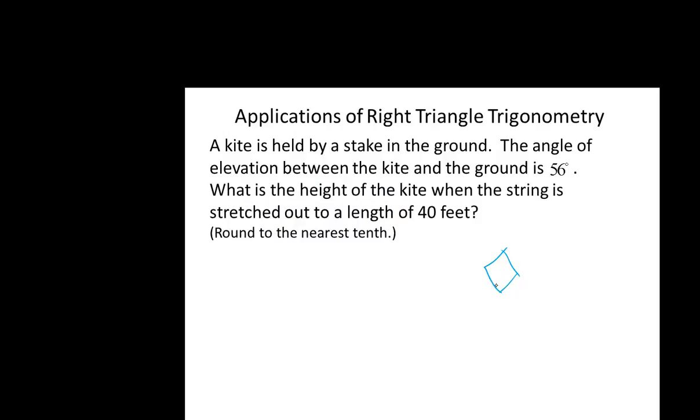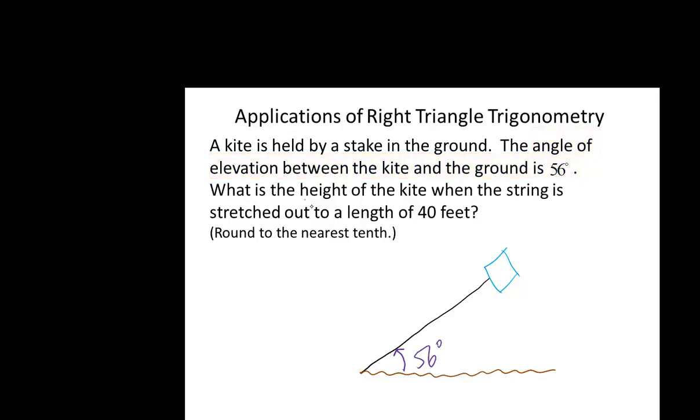So we have to imagine the string coming from the kite down to the ground. Here's our ground here. Now that angle of elevation is the angle from the horizontal of the ground going up to the kite, in this case up to the string. That's the angle of elevation. And in this case that angle, they tell us, is 56 degrees.